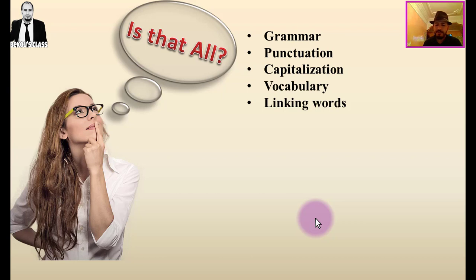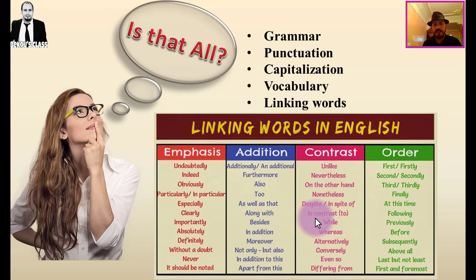So I put forward a chart that will help you when you are linking ideas together. If you want to emphasize an idea, you use one of these, or you can use more than one. If you want to add information or an idea, if you are contrasting or comparing two different things, and if you are listing ideas, you can use these ones in green.